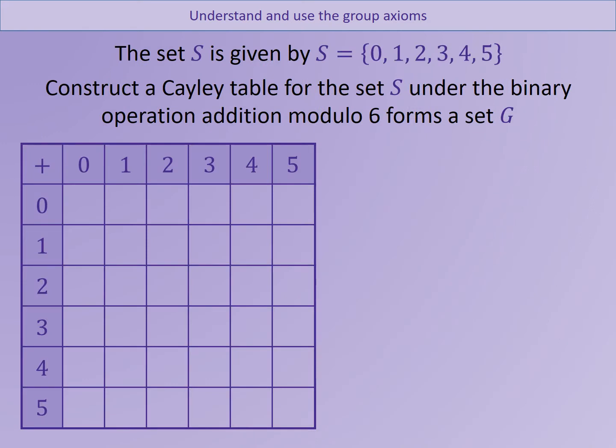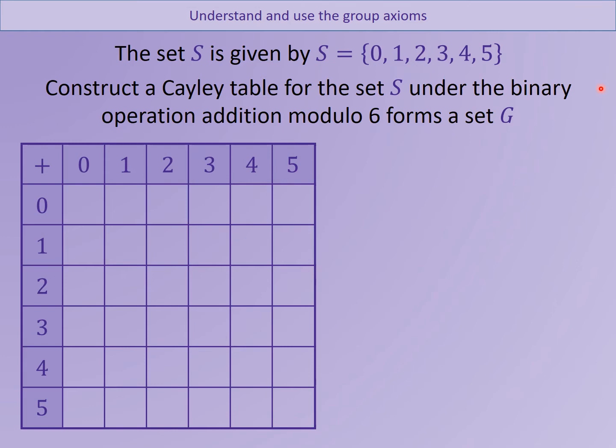Okay, so let's have a look at a slightly different Cayley table. I've set it up for you. Can you have a go at filling that Cayley table in, please? 0 to 5, as you can see, there's a set, and addition modulo 6. All right, so have a go at filling that in. Just pause there, do it yourself.